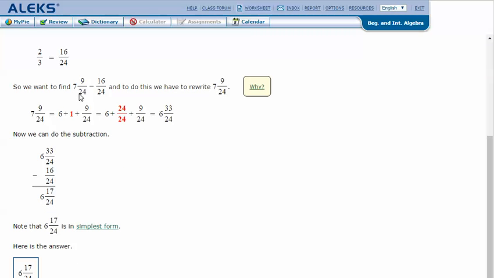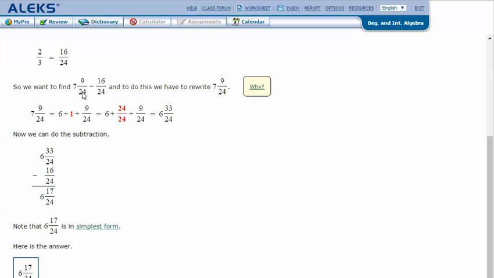And so we want to find 7 9/24 minus 16/24, but we have to rewrite the 7 9/24 because 16 is bigger than 9, and so we can't subtract this yet. And so we need to borrow from the 7 and make it a 6. And with that 1 that we borrowed, we move this 1 over to the fractions column. When we're talking about 24ths, our fraction equal to 1 is 24/24ths. So we need to take 24/24ths and add it to 9, and we get 33/24ths.